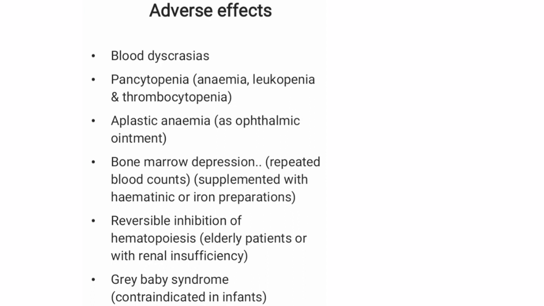It causes bone marrow depression, that is why repeated blood counts are essential. As it causes aplastic anemia, it should be supplemented with hematinic or iron preparations. It causes reversible inhibition of hematopoiesis, especially in elderly patients or those with renal insufficiency, and it causes grey baby syndrome, that is why it is contraindicated in infants.